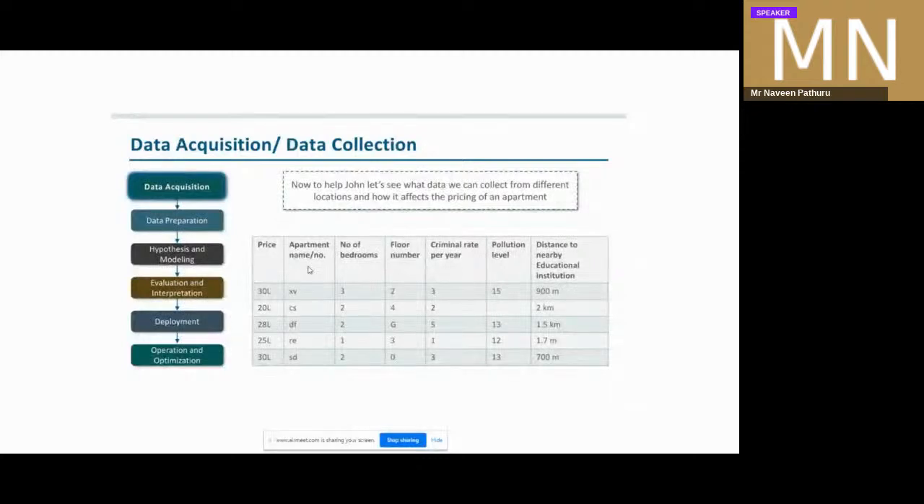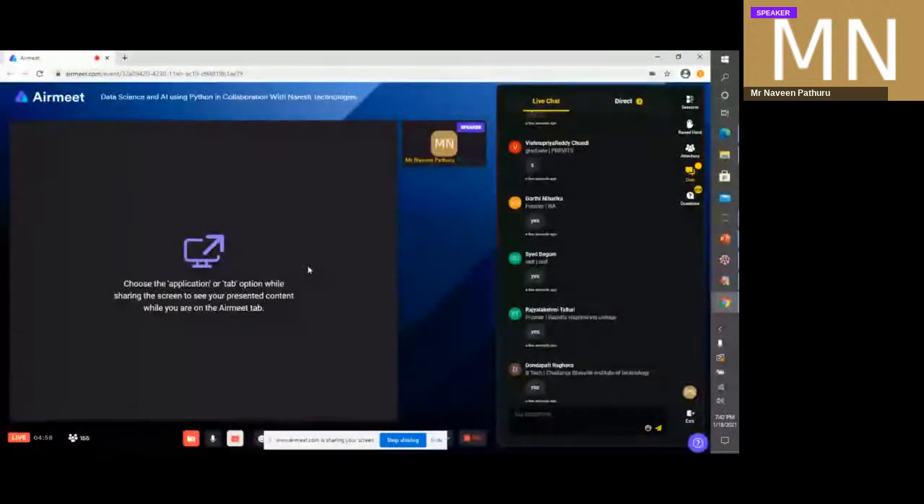What about the distance to the nearby educational institutions? Do you think the price will depend on how far the schools and colleges are? If you're married and have kids, that becomes obvious. Obviously, you'd like to be in a place that is much closer to the schools, things like that, guys. Okay.